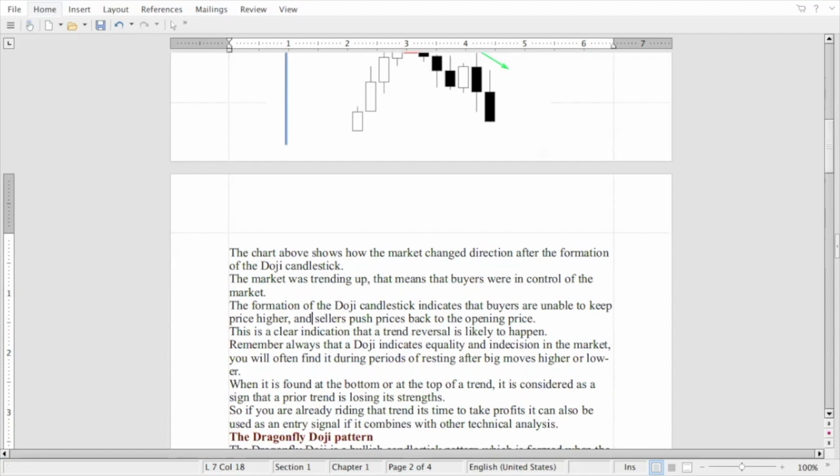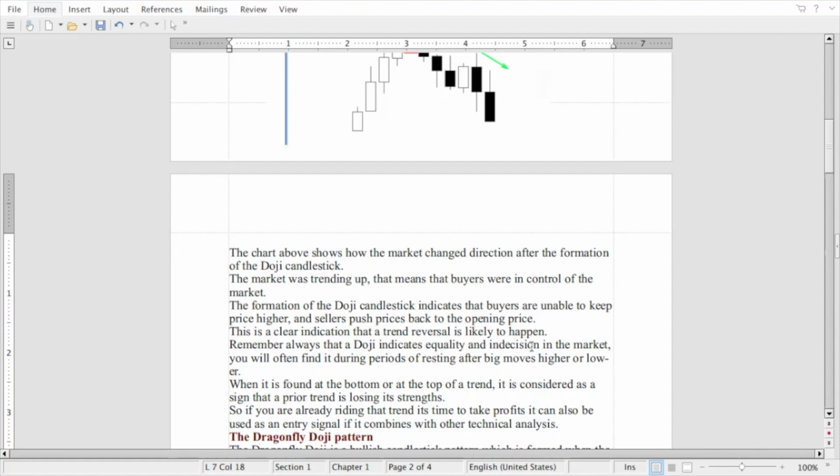So the first important thing is, are you able to identify a Doji candle if a chart is open? And that's why I'm teaching all this, that when you go onto a chart, it doesn't matter which chart, cryptocurrency chart, stocks chart, or Forex chart, can you identify these candles and what are the candles telling you? You know, the formation of a Doji candle indicates that the buyers are unable to keep the price high and the sellers push the price back to the opening price. This is a clear indication that a trend reversal is likely to happen.